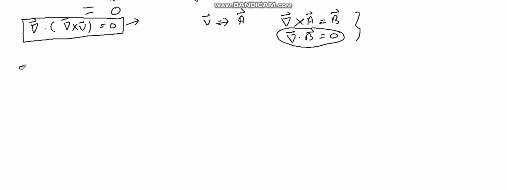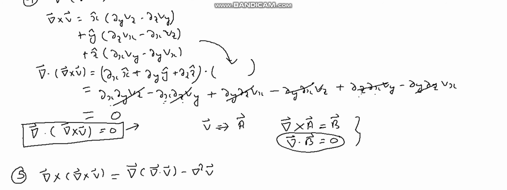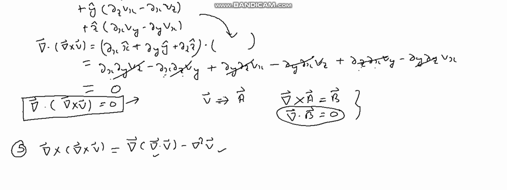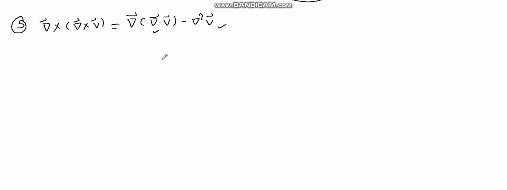Now the fifth equation is the curl of a curl, right? The curl of a vector quantity is a vector quantity, and we'll take the curl of that vector quantity. It is going to be equal to the gradient of the divergence minus del square v, right? And we have seen that these quantities are not equal, so as you can see, these quantities are different. So we can prove this term.